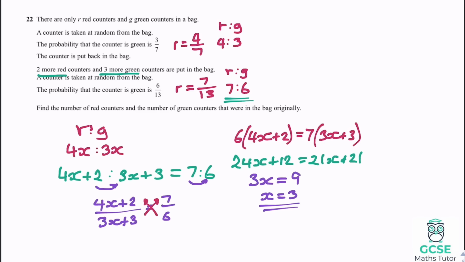Now obviously the question does say find the number of red counters and the number of green counters that were in the bag originally, and here's that part of the process. We had 4x and 3x, 4 lots of x and 3 lots of x. So for red we have 4 lots of x, so 4 lots of 3 would equal 12, and for green we had 3 lots of x and 3 lots of 3 is 9. So the number of red counters equals 12, and the number of green counters equals 9. There we go, and there's our answer, 12 and 9.